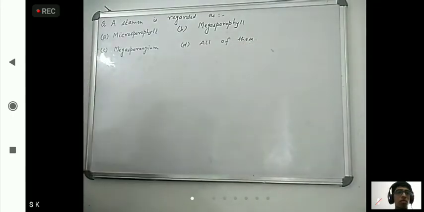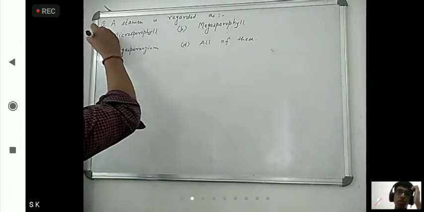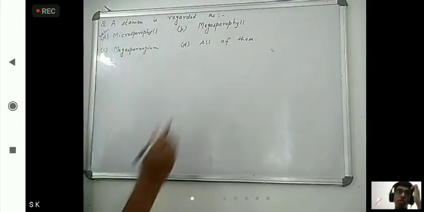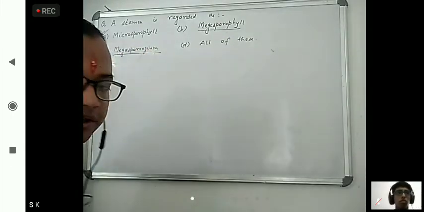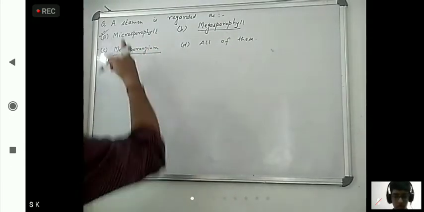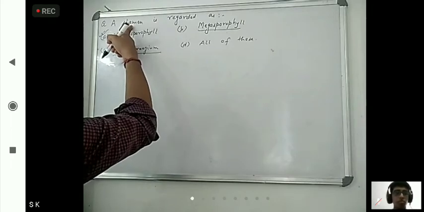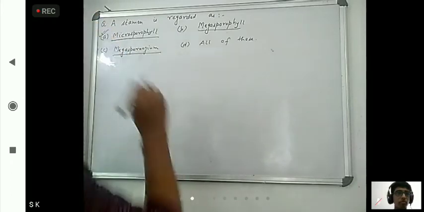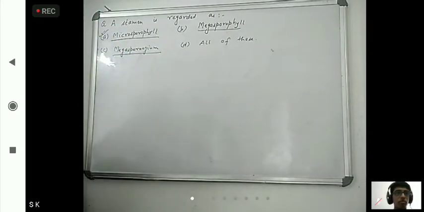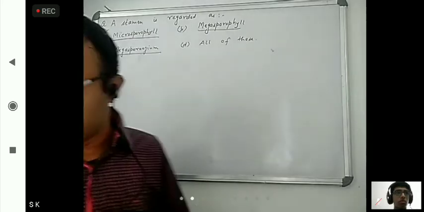What will the answer? Right. So it is microsporophyll, because megasporophyll and megasporangium are related with female. And we already know that stamen relates with male. So the answer is microsporophyll.